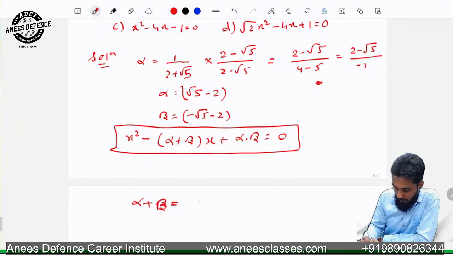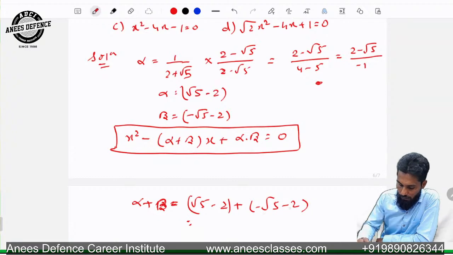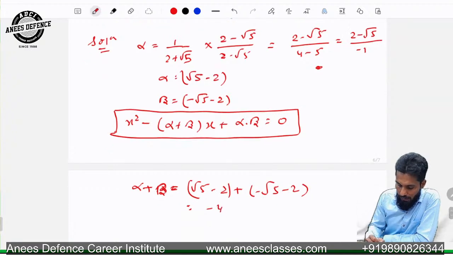That is root 5 minus 2 plus minus root 5 minus 2. So what value will you get? Root 5 and minus root 5 will cancel each other. Minus 2 minus 2 is equal to minus 4. So we got alpha plus beta as minus 4.